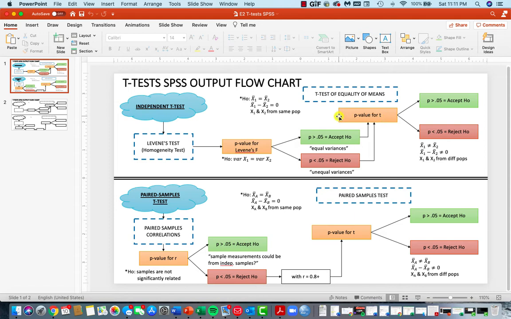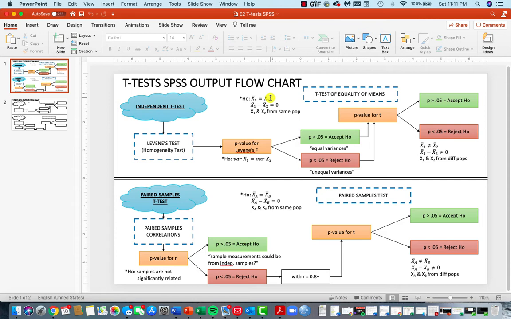Remember, t-tests are going to be evaluating differences between the means. So if we're looking at a null hypothesis, we would say the difference between the means is not significant.